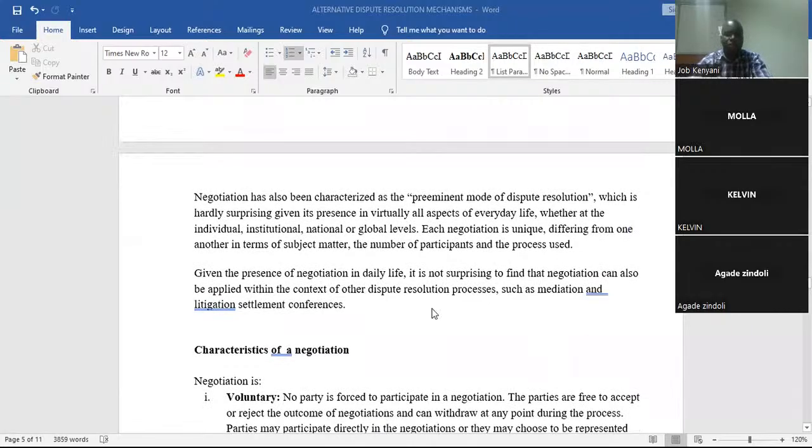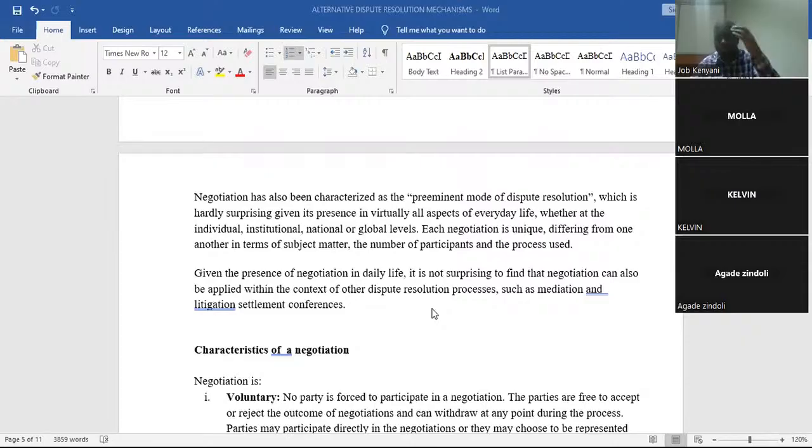Negotiation has also been characterized as the preeminent mode of dispute resolution, which is hardly surprising given its presence in virtually all aspects of everyday life, whether at the individual or institutional, national or global levels. Each negotiation is unique, differing from one another in terms of subject matter, the number of participants, and process used. So in our daily life, we basically apply this.